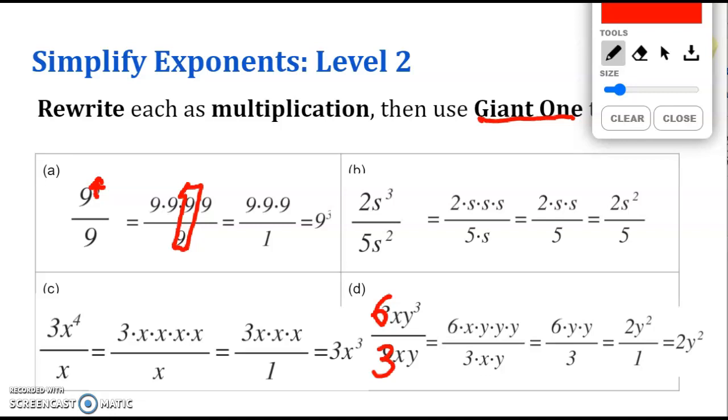What about when you're dealing with variables? You can do the same. You just expand it out and then cancel out the giant ones.